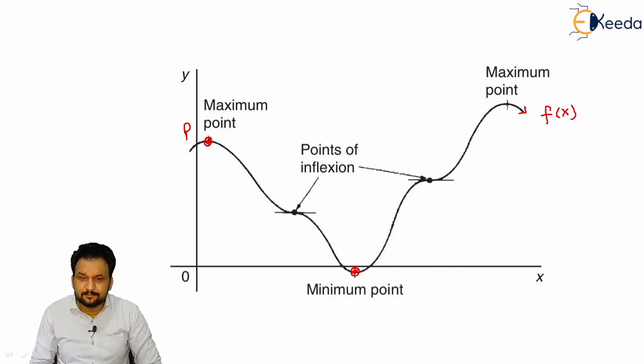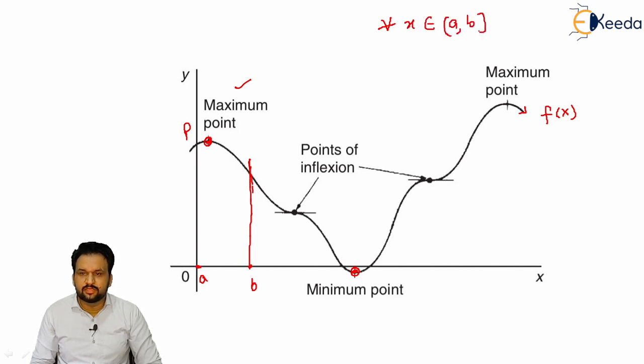So let's see. I can say that this is a maximum point, but if you consider an interval, like I am taking one point on this line, that is B, and this is A. So if I am talking about from A to B, for all x belonging to the interval A to B, taking an open interval, then if for all x belonging to AB the function at point P, so f of P at the point P, is greater than f of x.